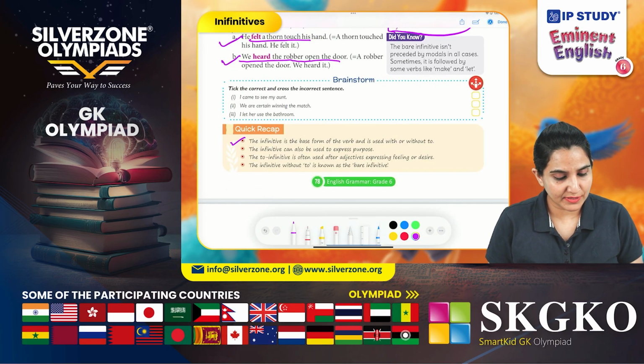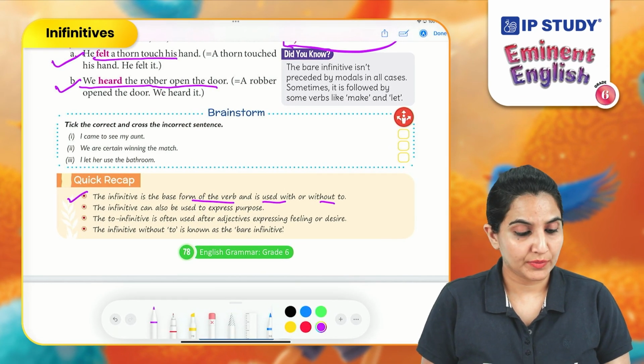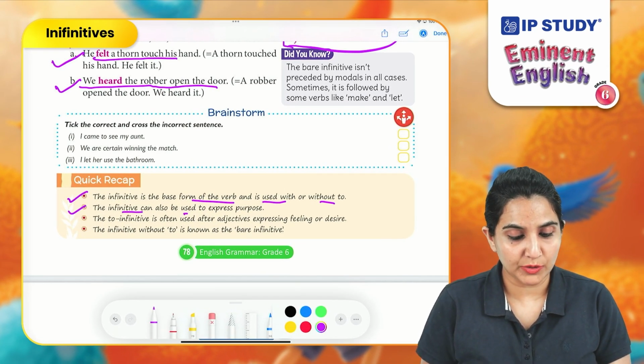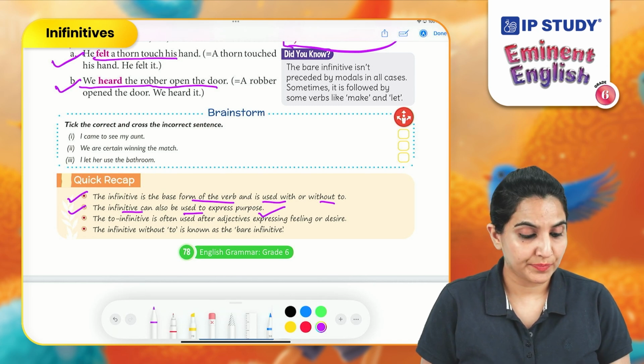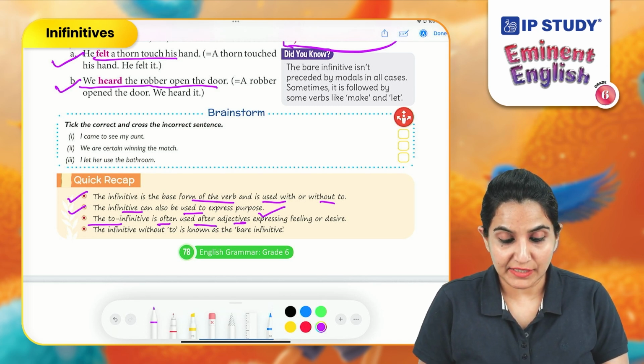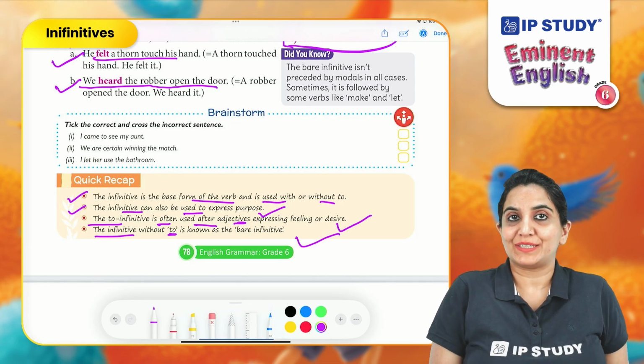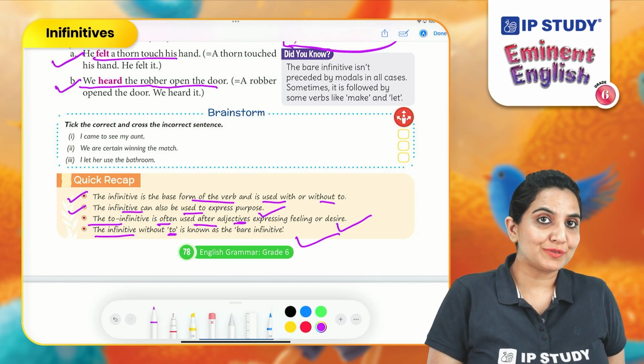The infinitive is the base form of the verb and is used with or without to. The infinitive can also be used to express purpose. The to infinitive is often used after adjectives expressing feeling or desire. The infinitive without to is known as the bare infinitive. So this was all about infinitives.